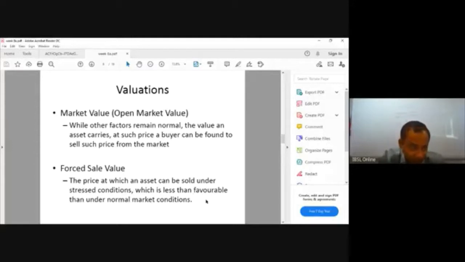For the bank also it is the same thing. The bank also cannot demand the market price, unless there is somebody who is very, very interested in that particular property, or a couple of people are really fighting to get that particular asset. That kind of condition doesn't prevail most of the time. So that is forced sale value.